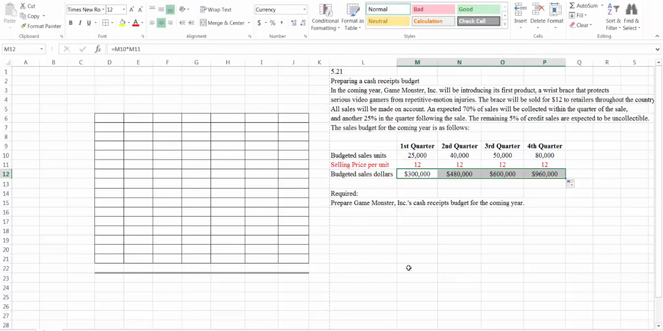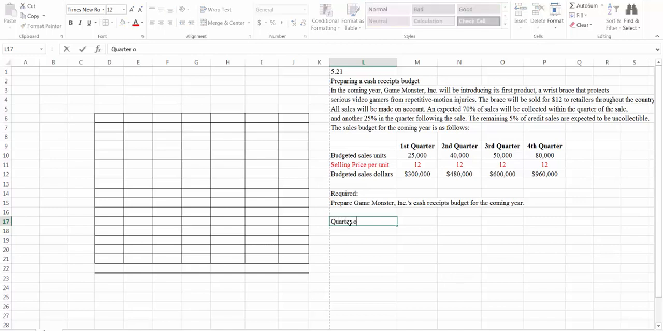All right, so now that we have our sales dollars, that's the information we're going to need to prepare our cash budget. I also find it handy to make a note down here so we can refer back to it when we're going to be collecting these sales. So the quarter of sale is 70%. The following quarter is going to be 25%. And then uncollectible will be 5%.